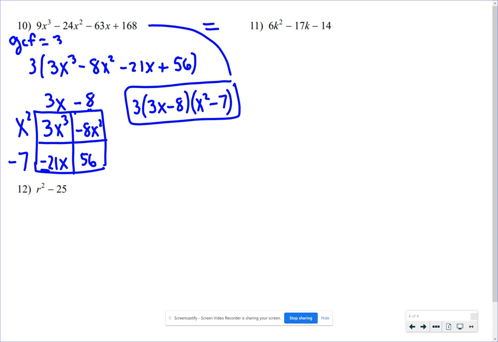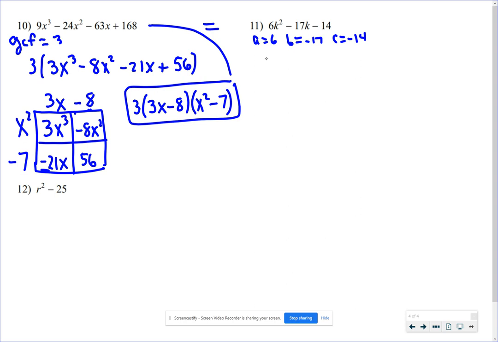Problem number 11. Look for a GCF. Oh, 17 is a prime. GCF is a 1. A is 6. B is negative 17. C is positive 14. Oops, negative 14. Sorry, that's a negative 14, right? So C is negative 14.